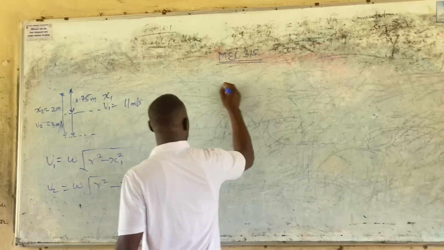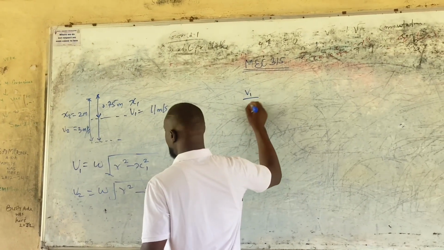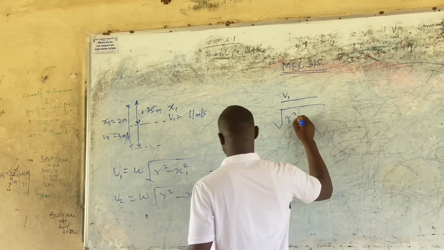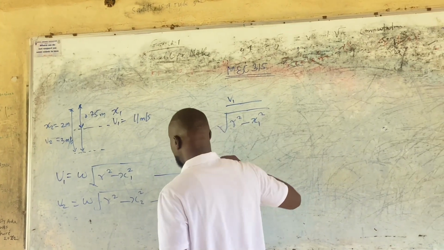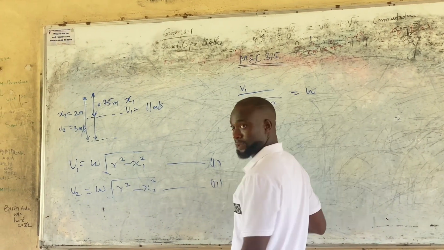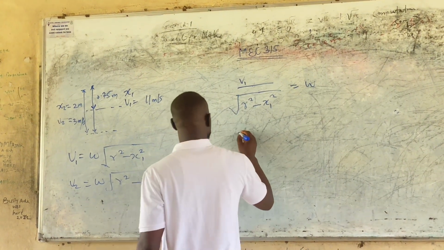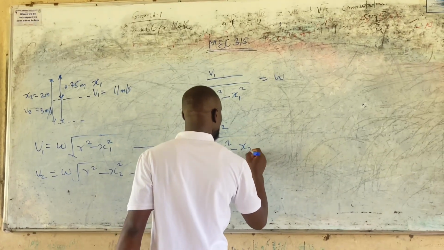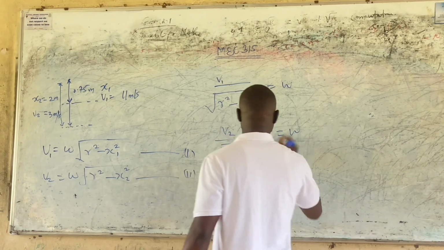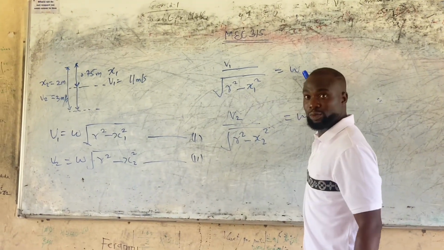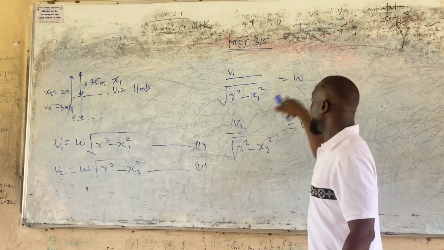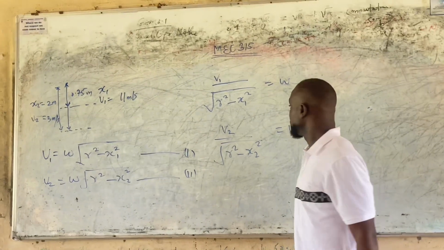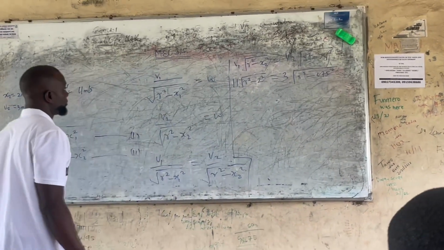V1 over square root of R squared minus x1 squared is equal to W. That's from equation 1. V2 over square root of R squared minus x2 squared is equal to W. If from equation 1 this is W, from equation 2 this is W. If both are equal to W, that means both should be equal to each other. You get the point.